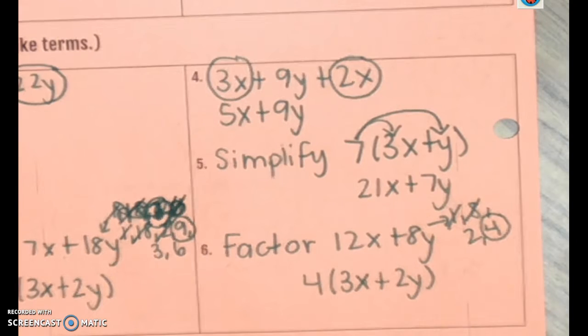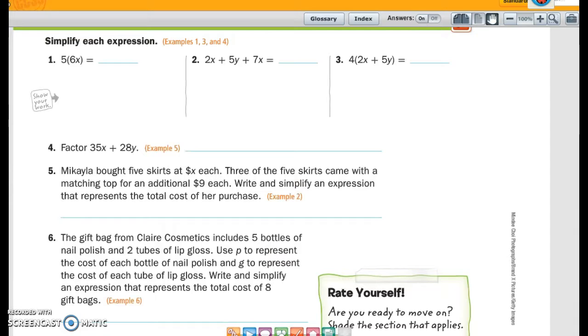And I want you to flip to page 498. And we're going to do a couple together real quick. Okay, on 498, let's see what we can do here. We have 5. We're going to multiply it by 6x, so we have 30x. And number 2, we need to circle the things that have the same letters. So we have 2x and 7x. 2x plus 7x is 9x. And then plus 5y. Those can't be added together because they have different letters.